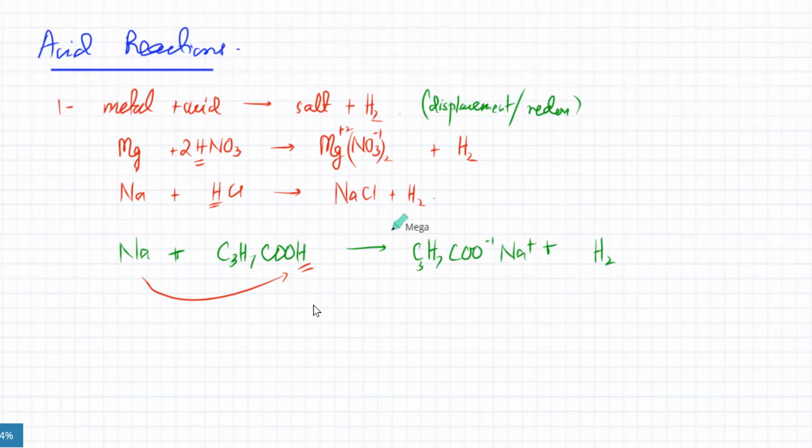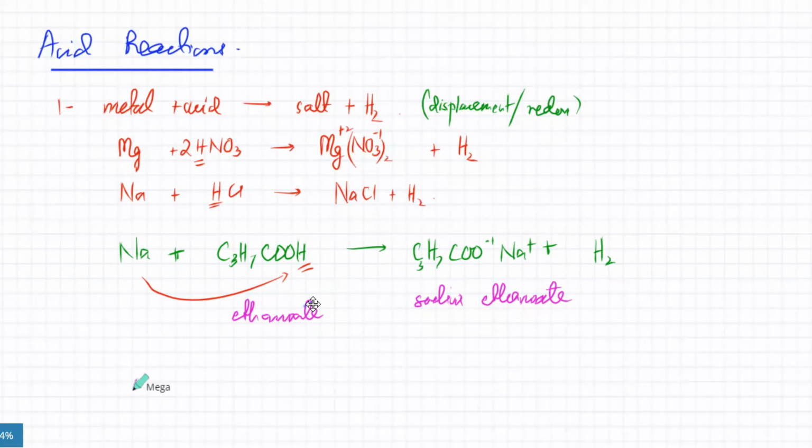If it is ethanoic acid, the name of this salt is going to be sodium ethanoate. So for ethanoic acid, these salts will be called ethanoate. That's how this equation would work. So metal plus acid would produce salt plus H2.